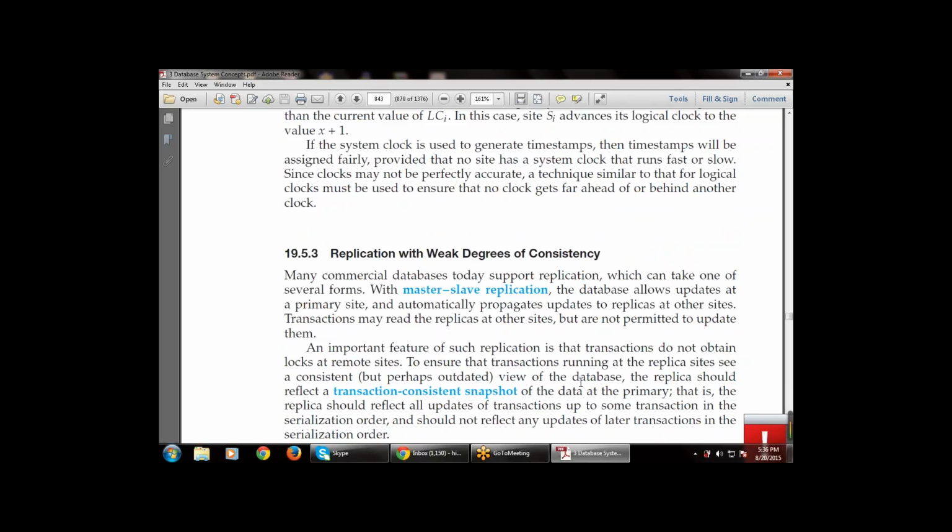To ensure that transactions running at the replica site see a consistent view of the database, the replica should reflect a transaction-consistent snapshot of the data at the primary. That is, the replica should reflect all the updates of transactions up to some transaction in the serialization order, and should not reflect any updates of later transactions in the serialization order.